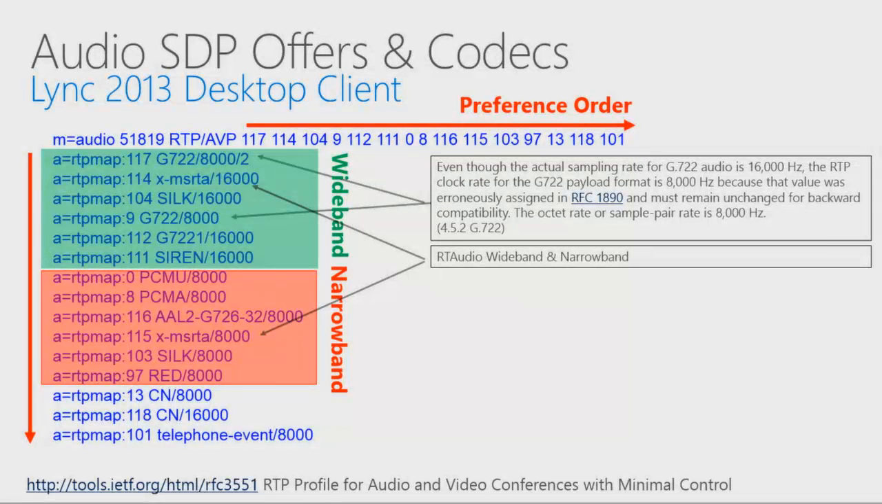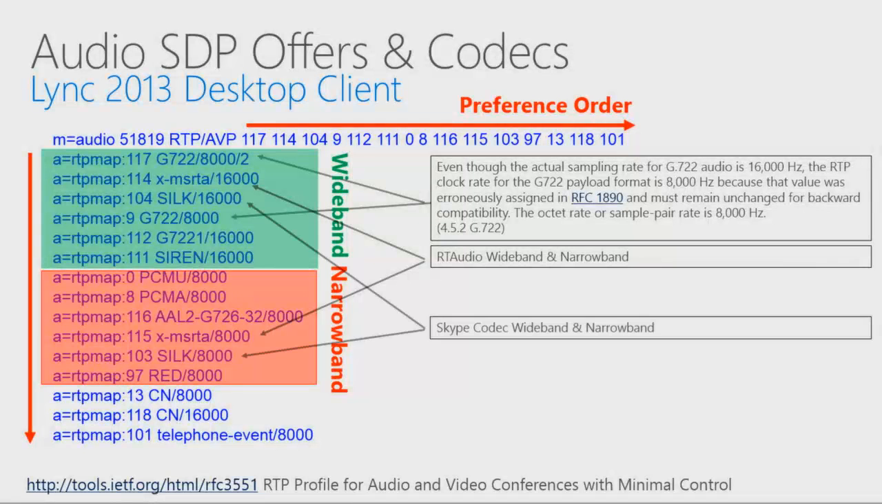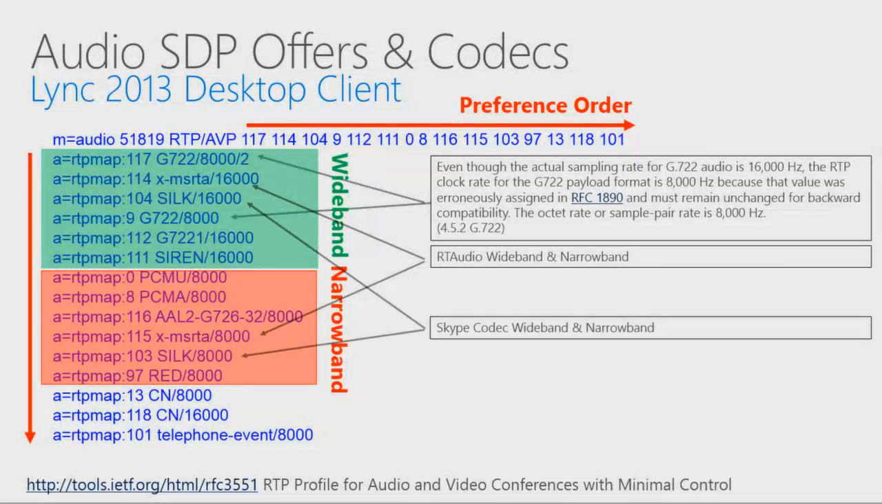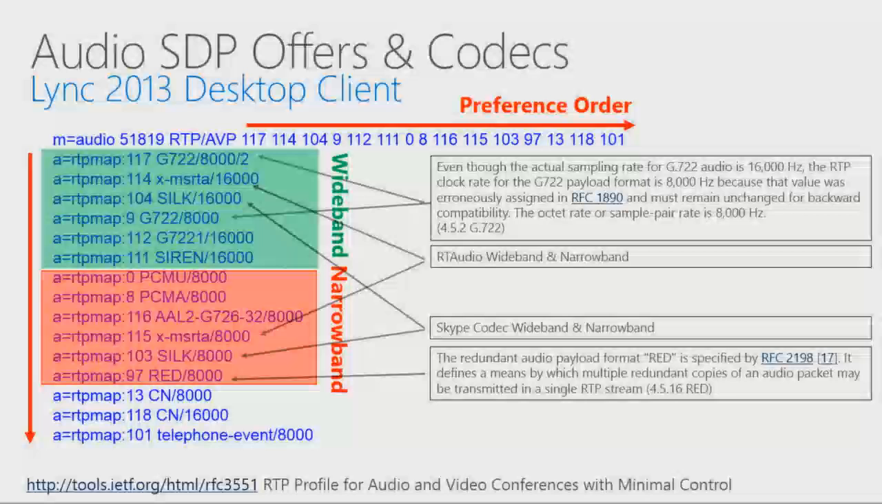XMSRTA, that's of course RT Audio from Microsoft, also wideband, narrowband. And then Silk, you all know Silk probably, because you've seen the sessions from Skype, so that's the Skype codec. It's in there for a longer time. I don't really know from which cumulative update it's in there, but it's in there for a longer time. And then we have Red, a redundant codec. And of course, we have the PCMU, PCMA, which is G711.